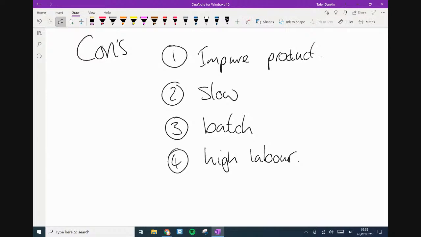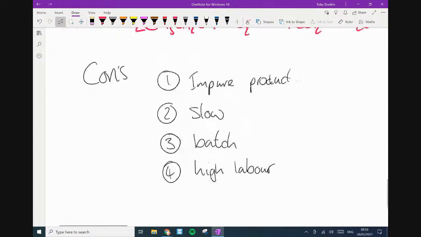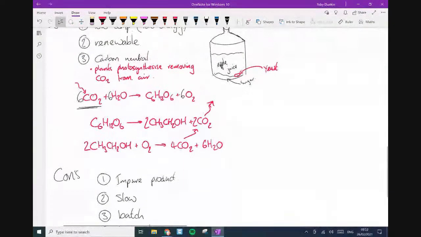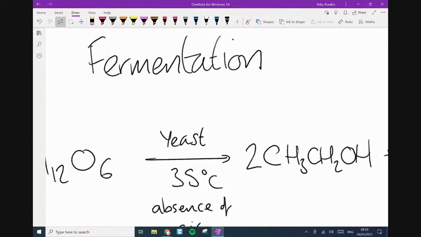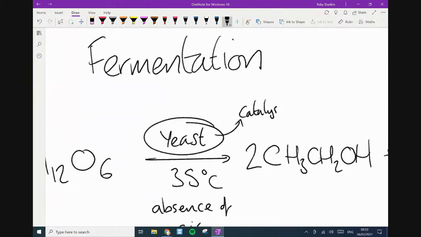So don't get me wrong, there are some huge positives out of this, but there's also some drawbacks. And unfortunately, those drawbacks led to the chemists saying, I'm not happy. I want a faster method. So he went to direct hydration. Just to mention, by the way, guys, a last little tack on for fermentation: yeast is a catalyst, just to let you know.